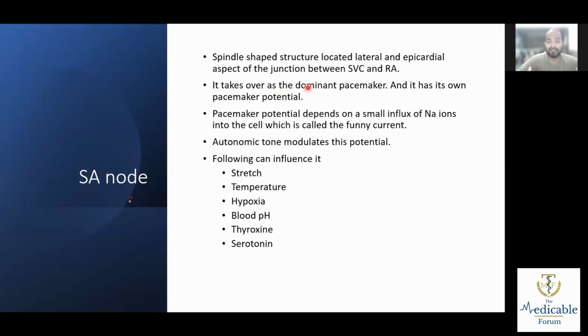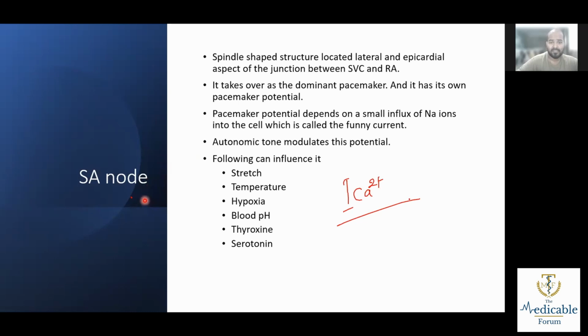So it takes over as the dominant pacemaker, and it has its own pacemaker potential, which I'll be talking about sometime later. Now, pacemaker potential depends on a small influx of sodium ions. So these sodium ions continuously keep flowing inside, and this influx of cations takes the resting membrane potential to the threshold potential, and then it triggers the depolarization. Now, unlike other cells, where depolarization is based on sodium channels, in nodal cells, in conducting cells, the depolarization is based on calcium channels. It's a current of calcium rather than sodium.